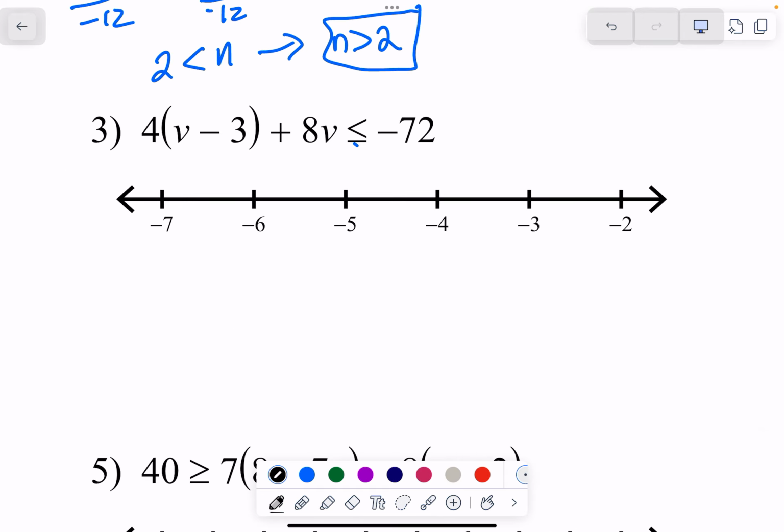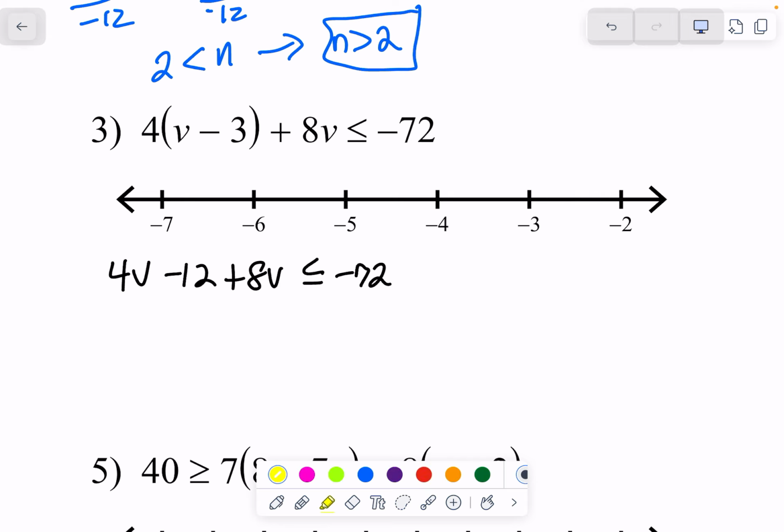So let's solve it. I'm sorry, we're going to do number 3. We're going to take this 4 and distribute it. So we get 4v minus 12 plus 8v is less than or equal to negative 72. All I've done is distribute that 4 so that I can simplify the left side as much as possible. Now we have like terms of the v's, so that's a total of 12v minus 12.